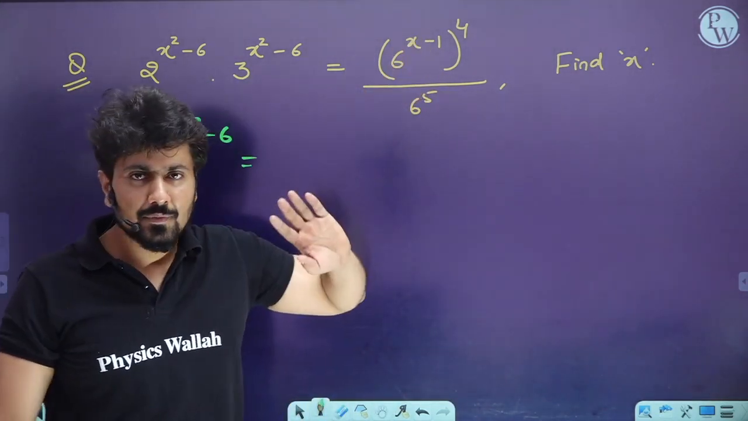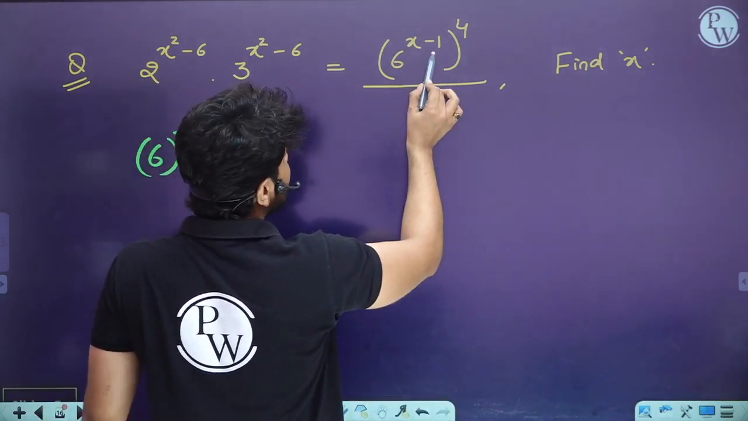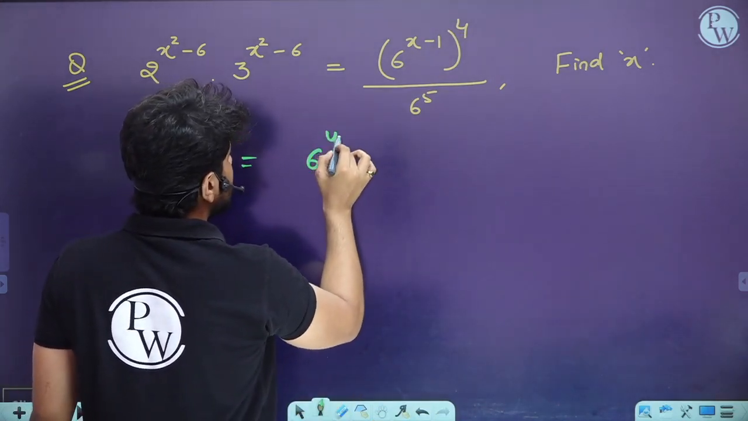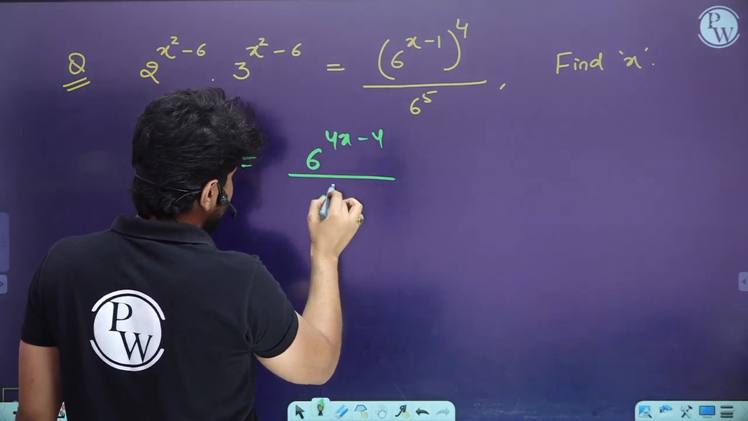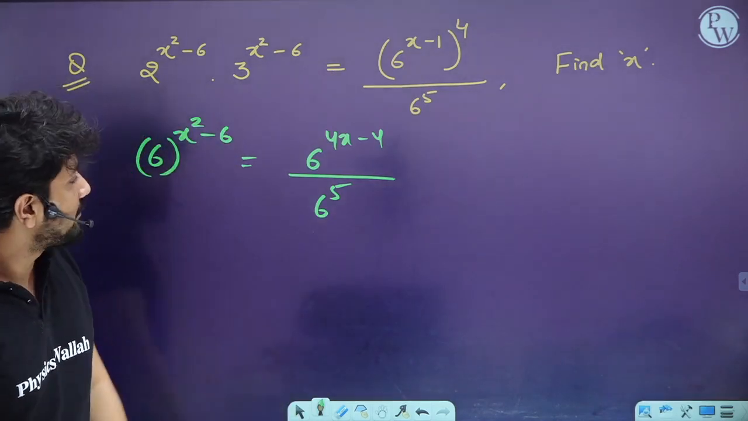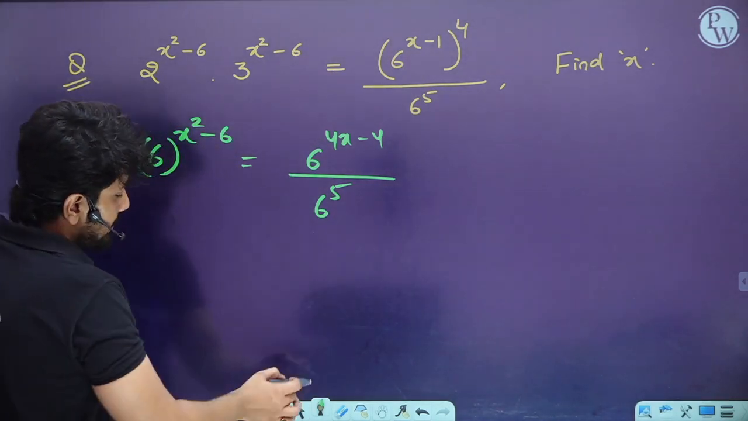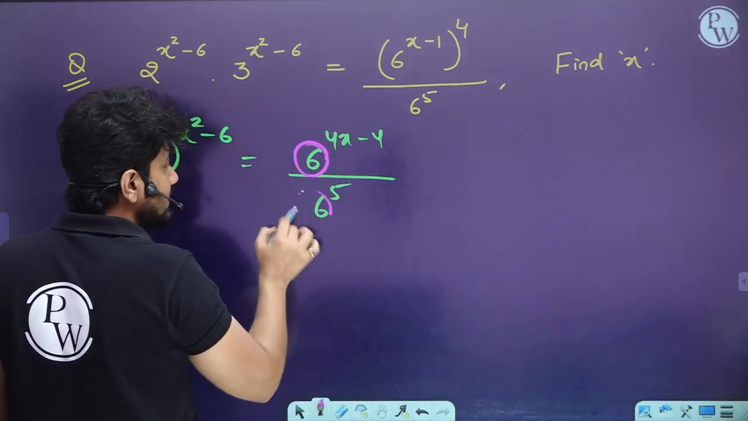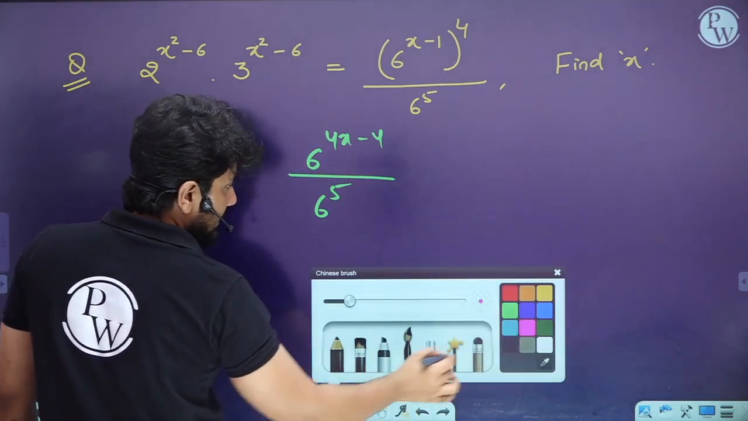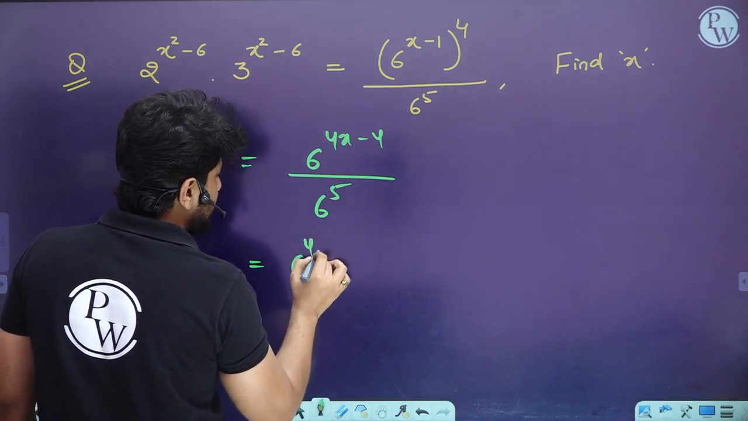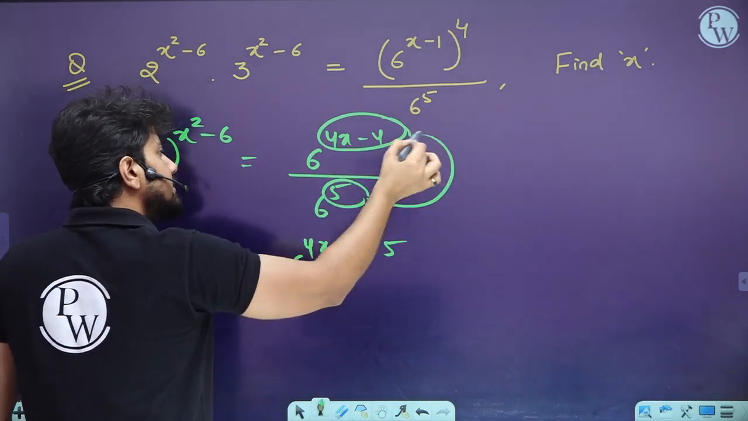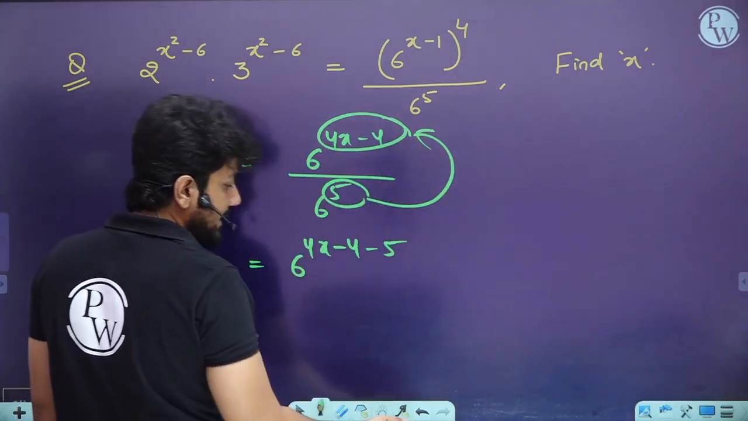Now, on the right-hand side, first of all, 6 raised to the power x minus 1 whole raised to the power 4, the powers will get multiplied. We can write it as 6 raised to the power 4x minus 4. In the denominator, we have 6 raised to the power 5. So again, the base is same, right? The base is 6, the powers are different, so we can subtract the powers. We can write this as 6 raised to the power 4x minus 4 minus 5, right? 4x minus 4 minus 5.